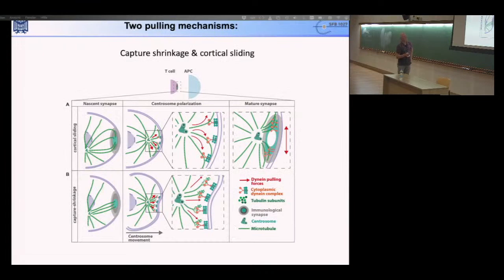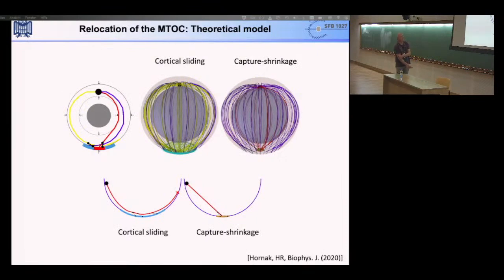Just emphasize that you have these two different mechanisms. When the synapse and the microtubules come in tangentially, this gives a mechanism pulling on the centrosome, cortical sliding, and here the capture-shrinkage mechanism, by which the microtubules also get depolymerized. So we invented a model for that.